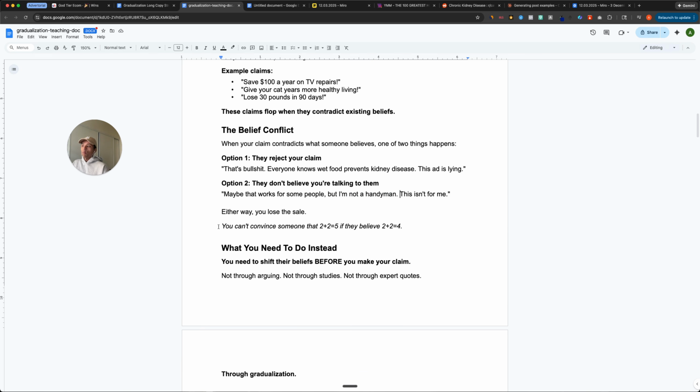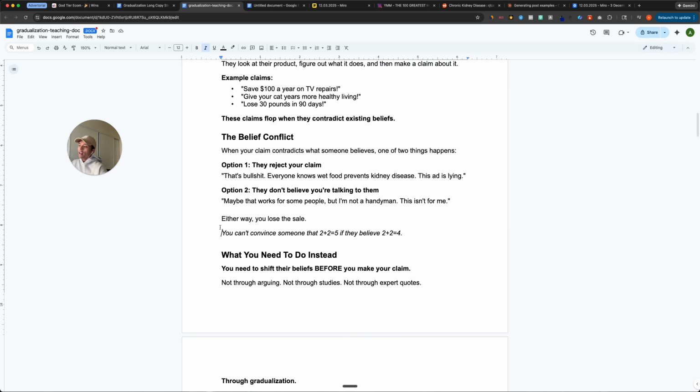And the best example I could put of this is you can't convince someone that 2 + 2 = 5 if they believe 2 + 2 = 4. There's nothing that you can say for that to be true. And the reverse is also true. If somebody believes that 2 + 2 = 5 and they believe that with 100% conviction, there's nothing you can do to get them to believe 2 + 2 = 4 until you follow this process, which I'm about to show you here.